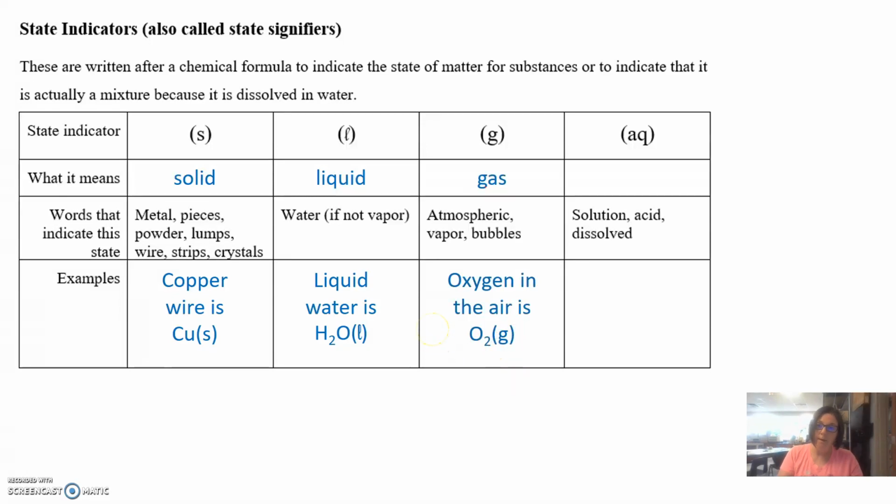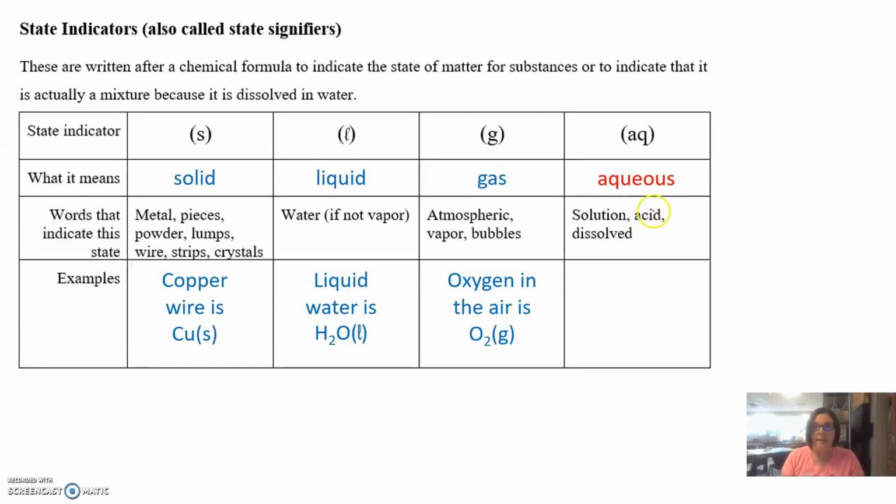And then the last one, parentheses AQ, that means aqueous. So like in Spanish, water is agua, so that kind of looks like agua right there. What this means is that it is dissolved in water. So you might see some context clues that say a solution of. Well, that means they took that compound and they put it in water. And so now it's aqueous.